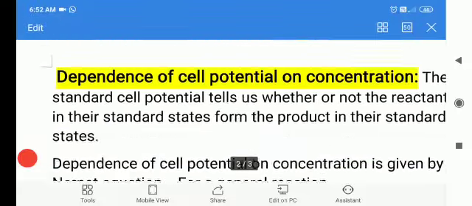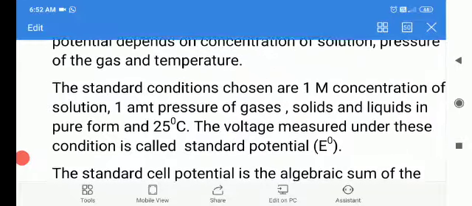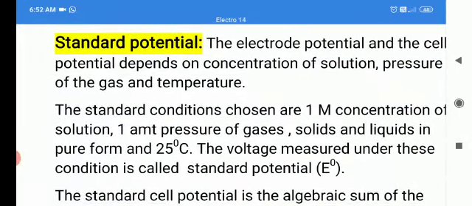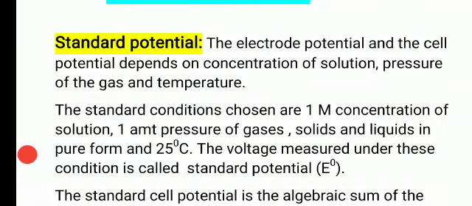समझ गए? So आज we completed the first thing, that is standard potential. Standard potential यानी क्या? It is the potential of electrode when all the reactant and all the product are there in their standard physical state. Understood? So generally this standard potential depends upon the concentration of solution, pressure of the gas and the temperature. Concentration of solution कितना होना चाहिए? 1 molar solution, pressure gas का 1 atmospheric pressure and temperature होना चाहिए 25 degree Celsius.